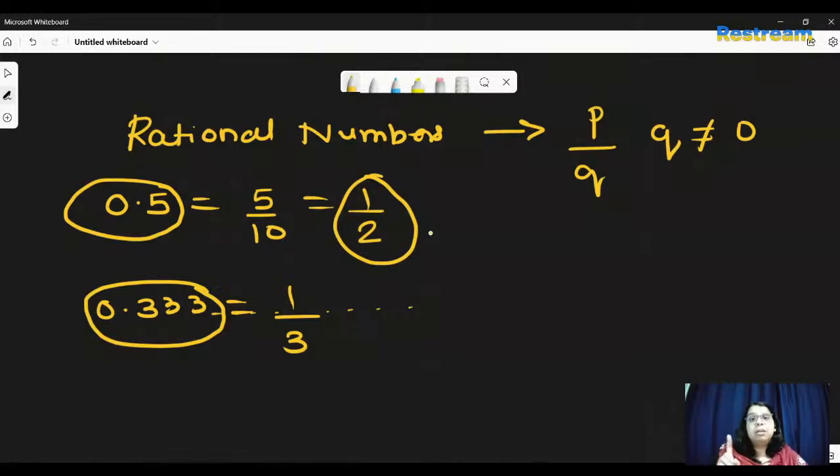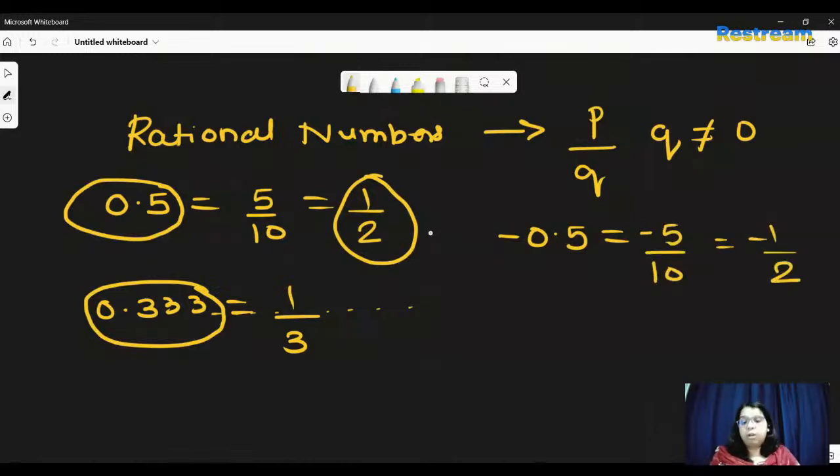Now, rational numbers also include negative fractions. So minus 0.5 is also a rational number, which is minus 5 by 10, which is equal to minus 1 by 2. You have to always remember that we never keep our denominators negative. So if you get a fraction which is 5 over minus 3, you take the minus sign from the 3 to the 5, and it becomes minus 5 by 3.